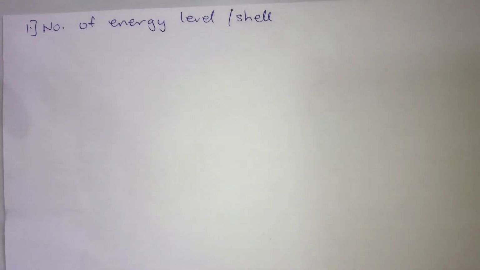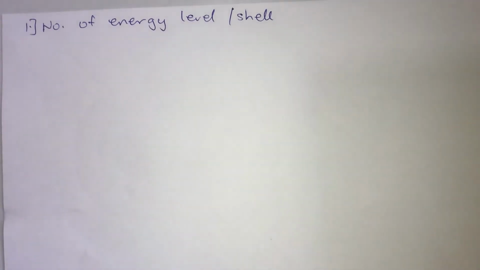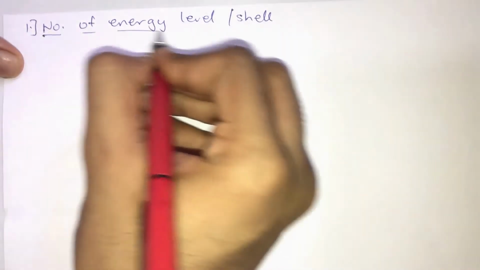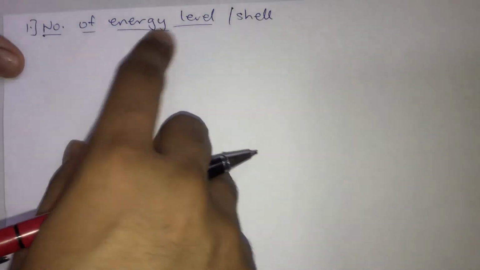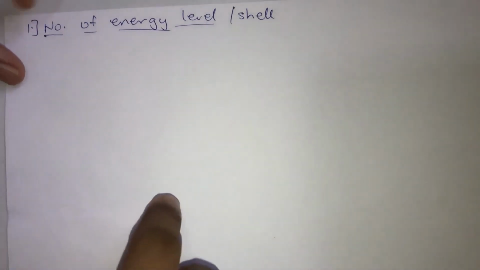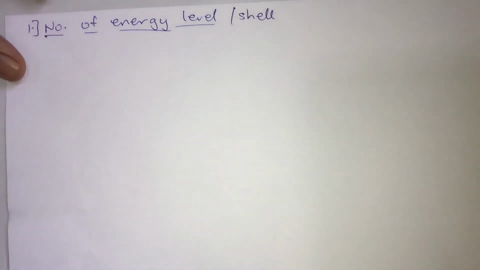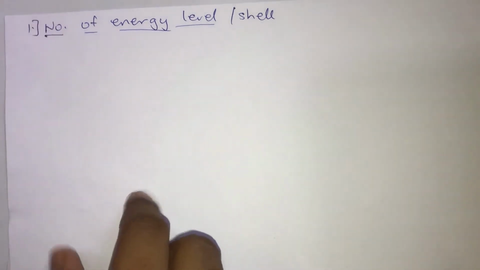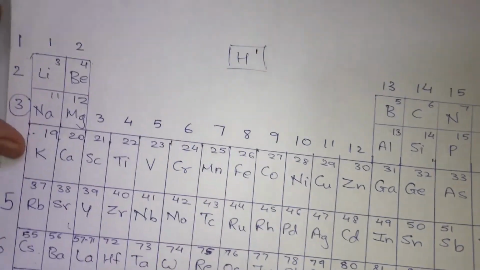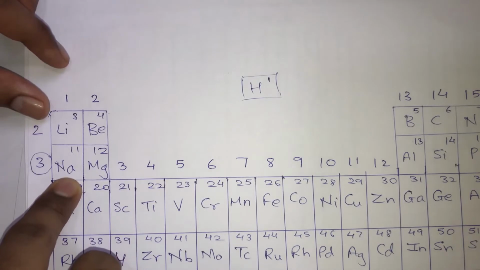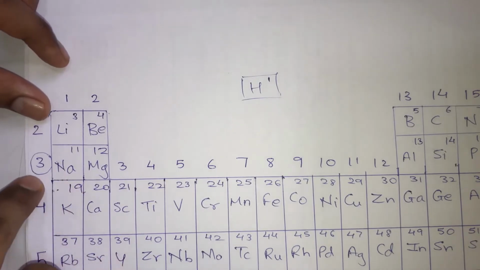So basically there are three factors that are responsible for changes in the properties. The first one is number of energy levels. Now this energy level is also called a shell. So let us understand how this factor is going to affect the properties of the elements. For that, I am going to consider a sodium atom which is present in the third period.